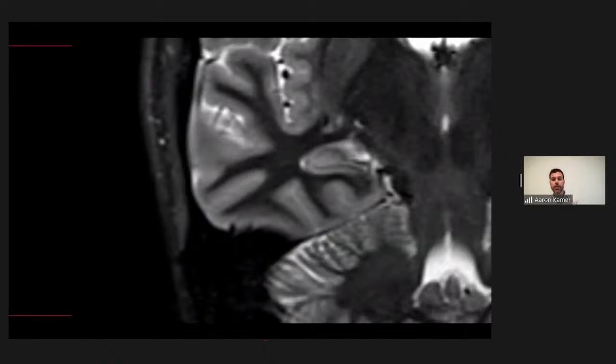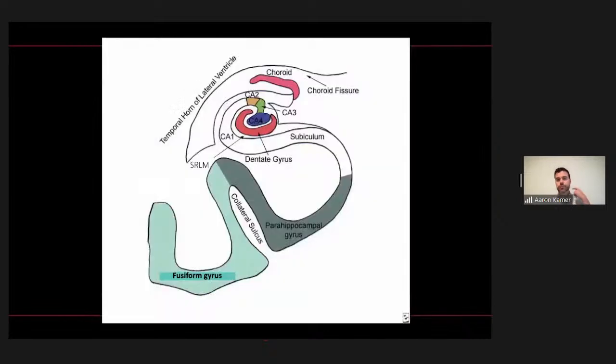They need to know whether there's abnormal atrophy or abnormal signal, like Manali was talking about earlier in the conference. Have we lost architecture? Do we have too bright of signal? And is the hippocampus atrophied? So this is another view of the hippocampus.